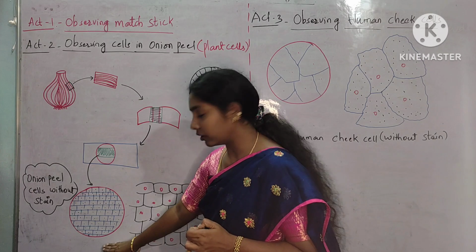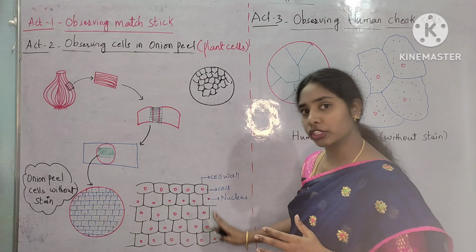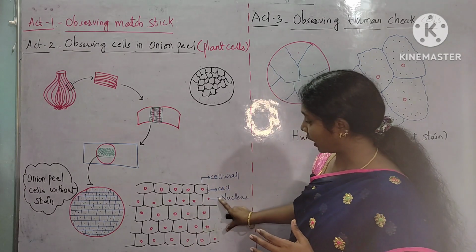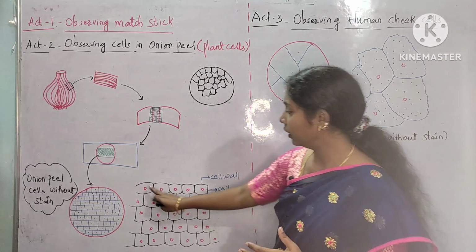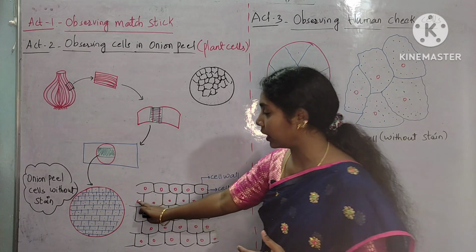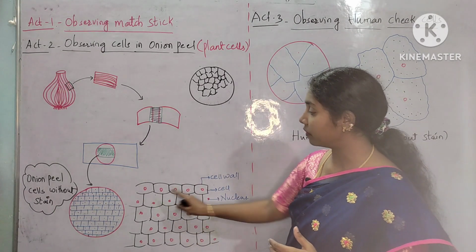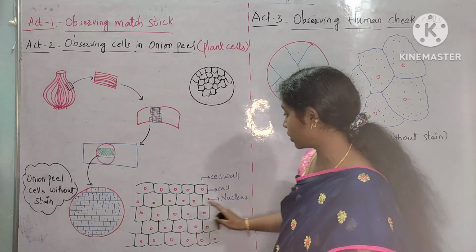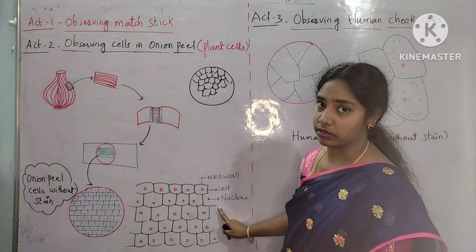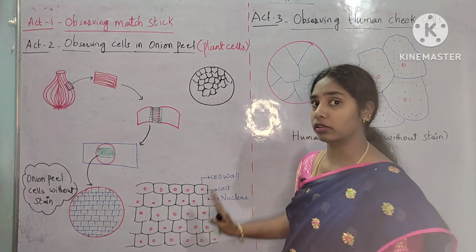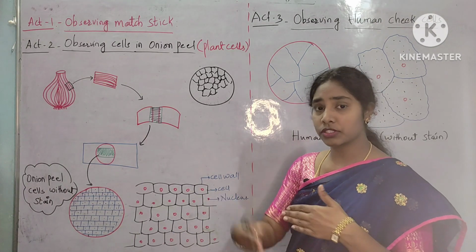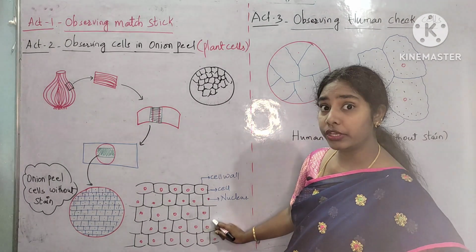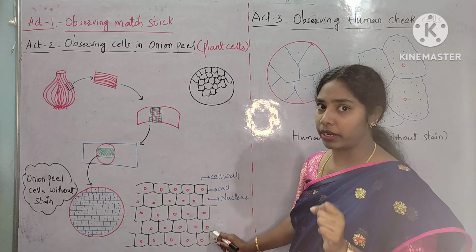So that will be something like this. When you draw the picture of that image in your notebook, it will be like this. These rectangular shapes are called cells, and inside each cell we observe one small dot-like structure, and those dot-like structures are called the nucleus. All the cells contain that small dot-like structure, called the nucleus. So this is an onion peel thin membrane cell.